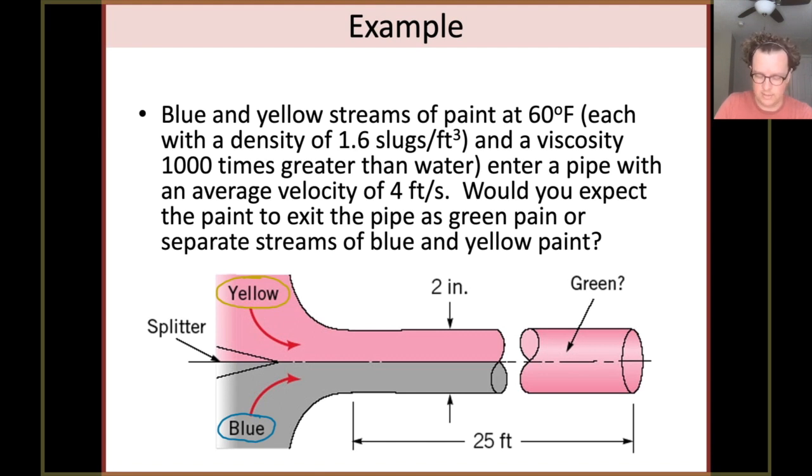And so we're given some characteristics here about the fluid. The density of paint, its viscosity is 1,000 times greater than water. We've got a velocity of 4 feet per second, a 2-inch diameter pipe. And so the real crux of this problem is asking, is the flow laminar or turbulent? So if the flow is turbulent, we expect mixing and we expect green paint to come out. If the flow is laminar, then we expect those blue and yellow streaks of paint will stay in this orderly, organized fashion. They won't mix, and so they would remain separated. So the real question here then is about the Reynolds number, and do we have turbulent flow or laminar flow?